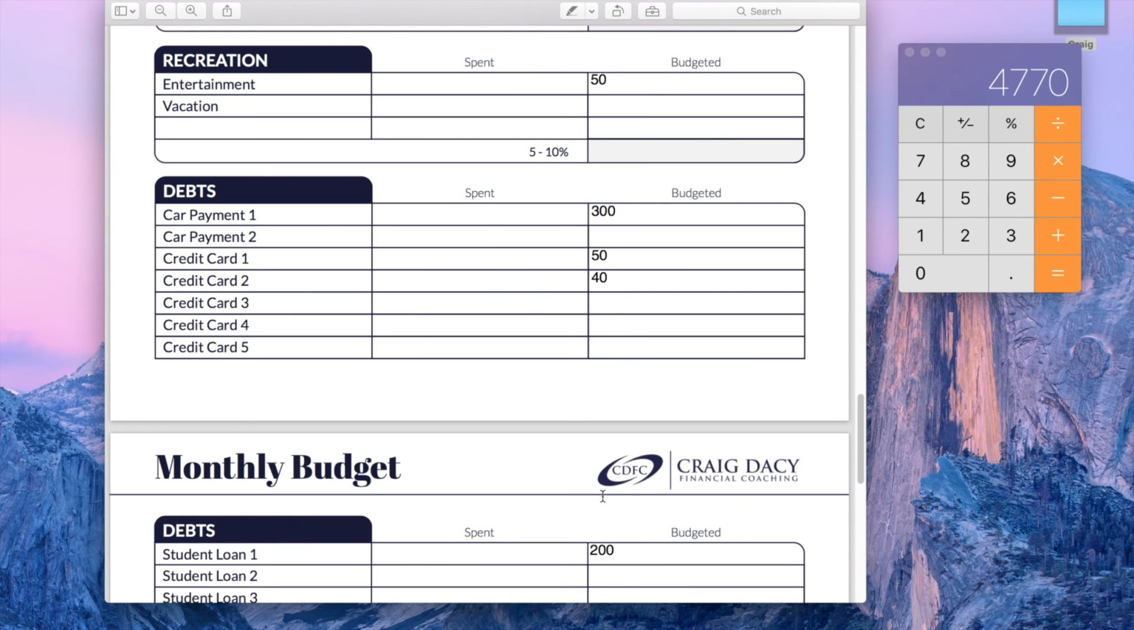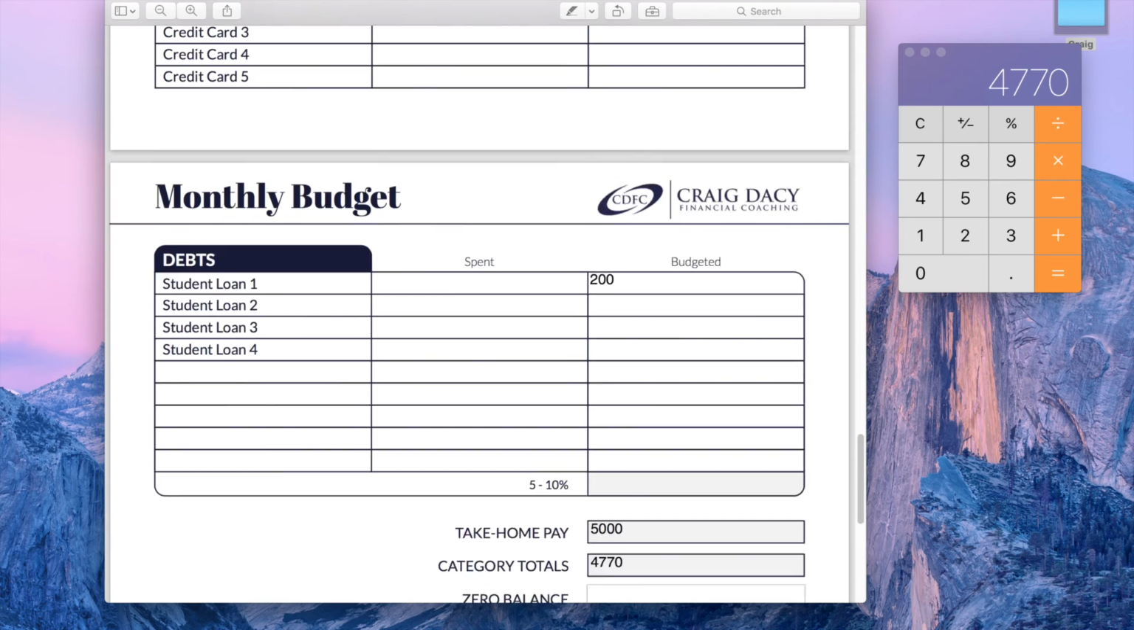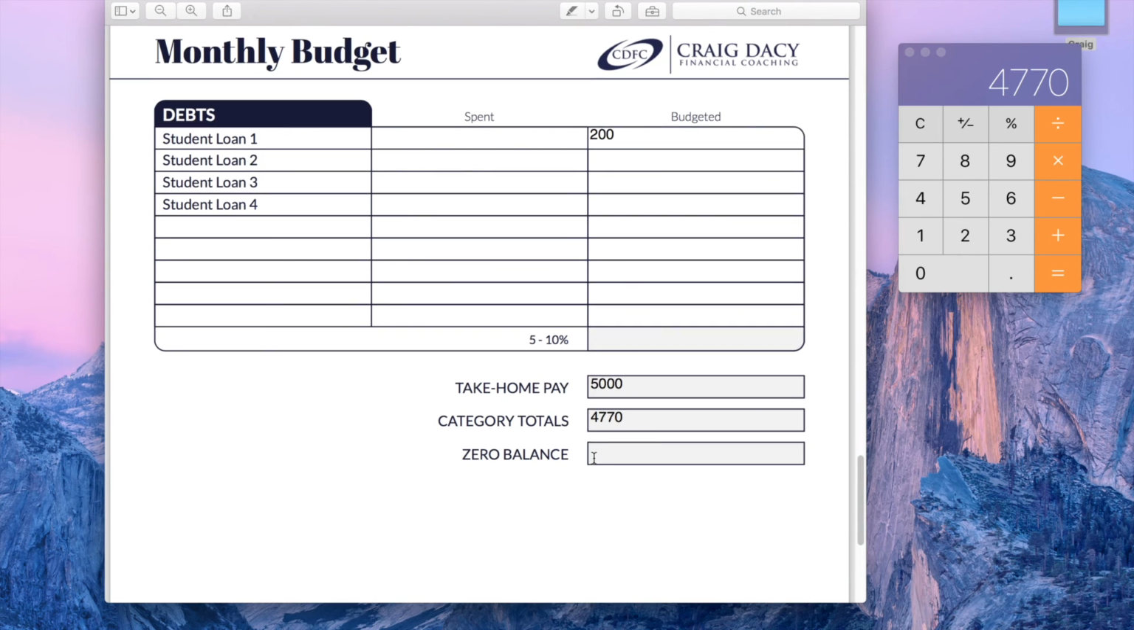So depending on what your goals are right now, are you saving more money? Are you paying off debt? What are you trying to accomplish? That's where this money is going to get directed. So this 230, let's say if this person created a debt snowball, their smallest debt is this credit card one. Well, instead of a $50 payment, now they're going to make a $280 payment. And this becomes a zero-based budget.